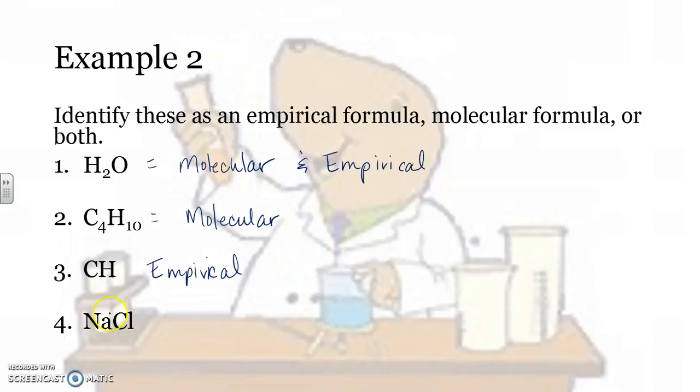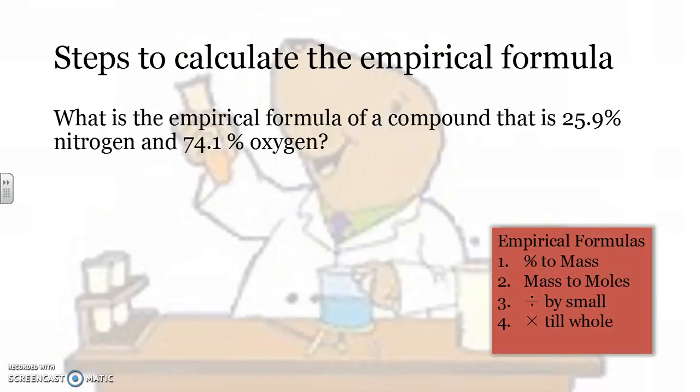All right, and then sodium chloride. Well, this would be the empirical formula, and guess what? It's also the molecular formula because it tells us, well, that's a lie. We can't really say it's the molecular formula. That would be the empirical formula for the substance. And the reason we can't say it's the molecular formula is because it's an ionic compound. We always simplify our ionic compounds, right? Right.